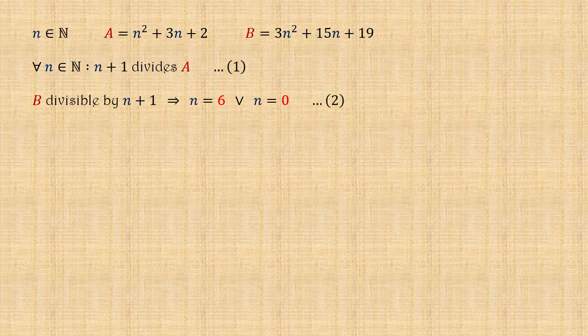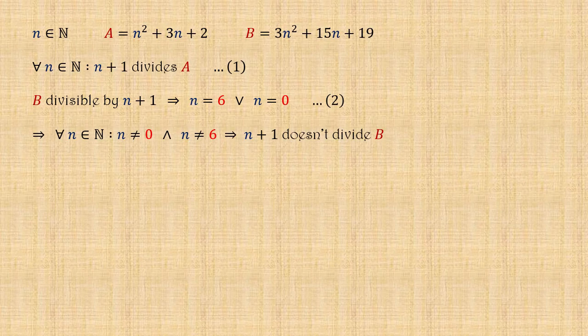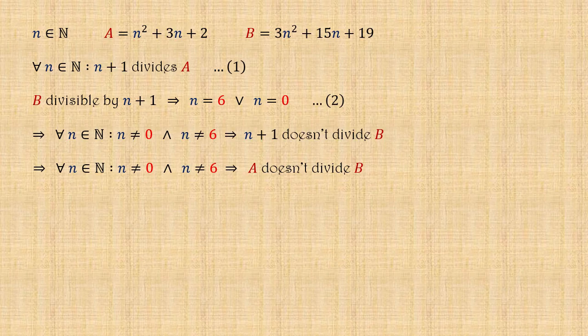Now from assertion 2, we can understand that out of the values 0 and 6, whatever the natural number n, capital B isn't divisible by n plus 1. And as assertion 1 affirms that n plus 1 divides capital A, for every natural value of the number n, we can deduce that out of the values 0 and 6, whatever the value of the natural number n, capital A doesn't divide capital B.